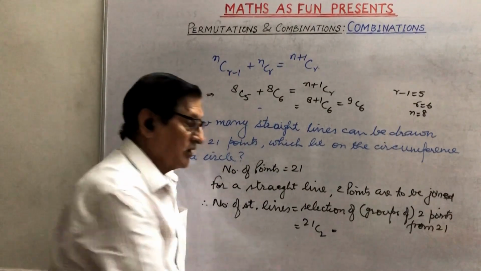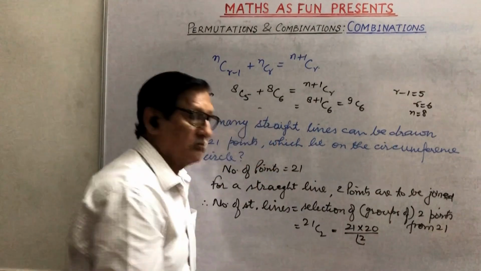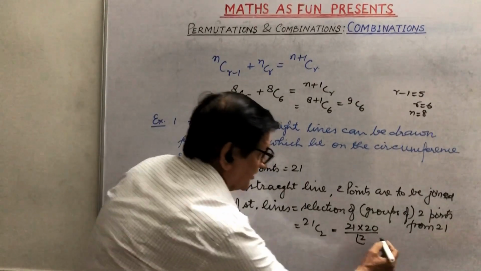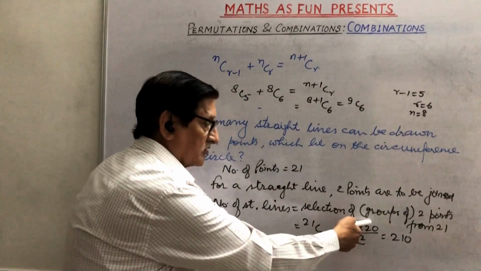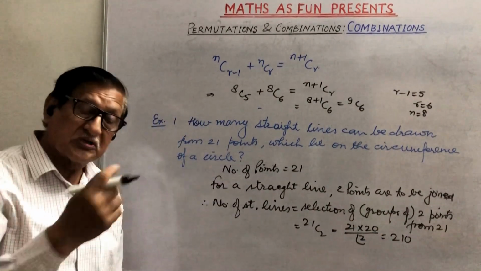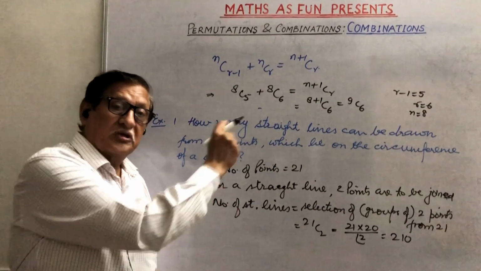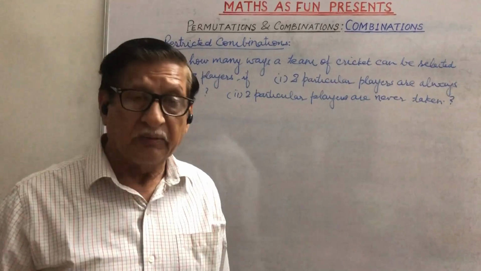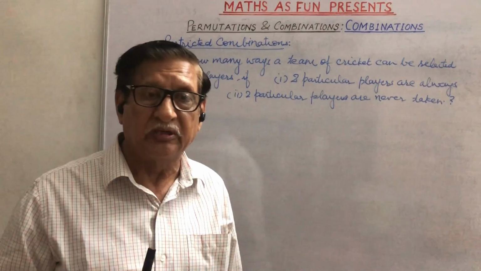Directly we can do it by 21 into 20 upon factorial 2, nCr is n P r upon factorial r. And this gives us 210. Because 2 cancels this 20 by 10 times, 21 into 10 is 210. It means 210 straight lines can be formed by joining these 21 points which are lying on the circumference of a circle. Sometimes we are given some restrictions in the problems of combinations also.